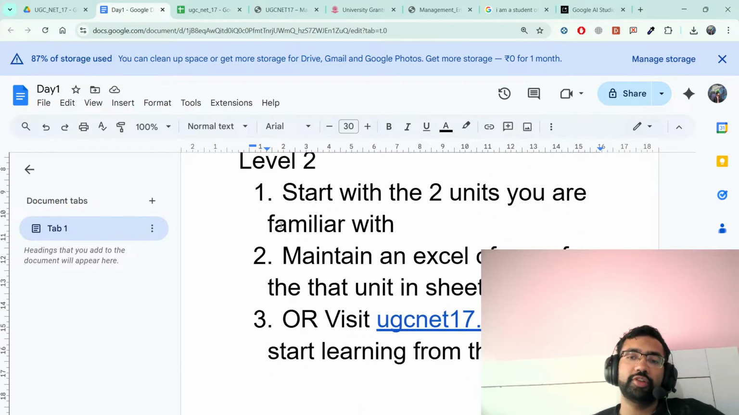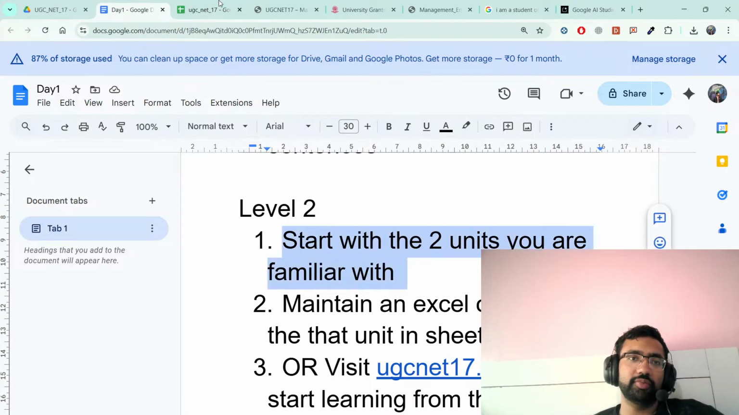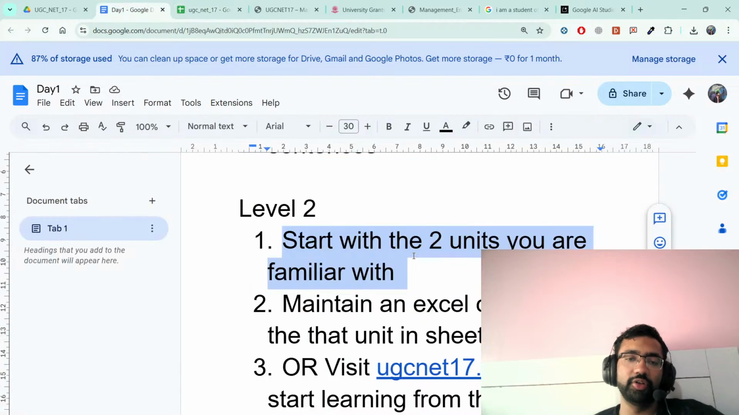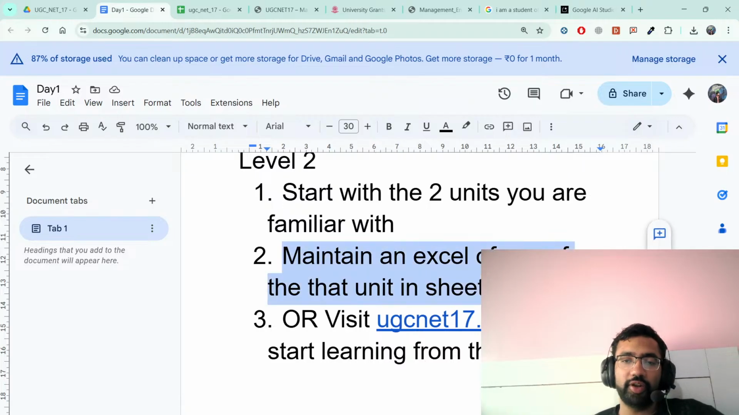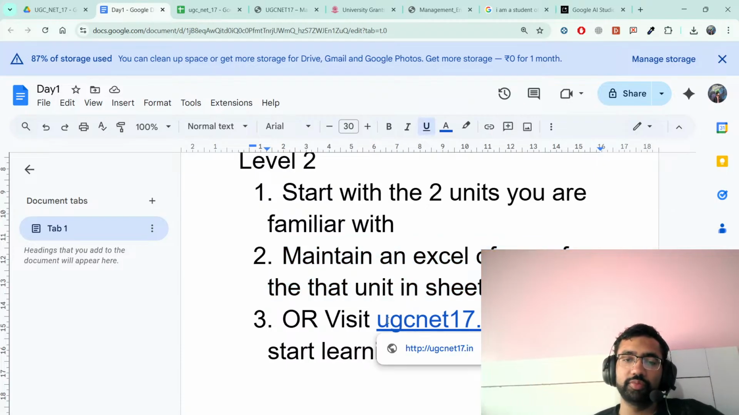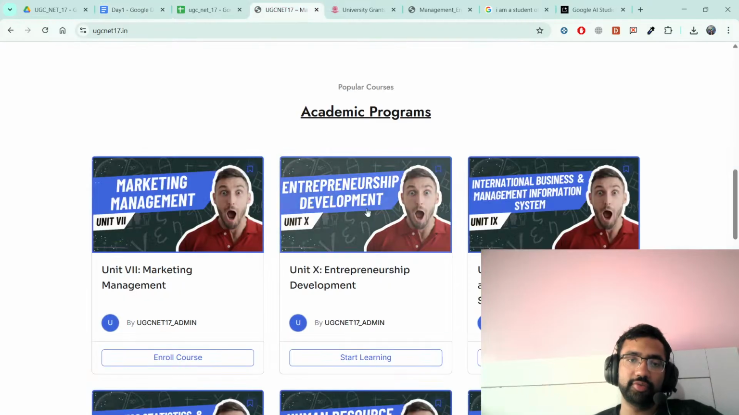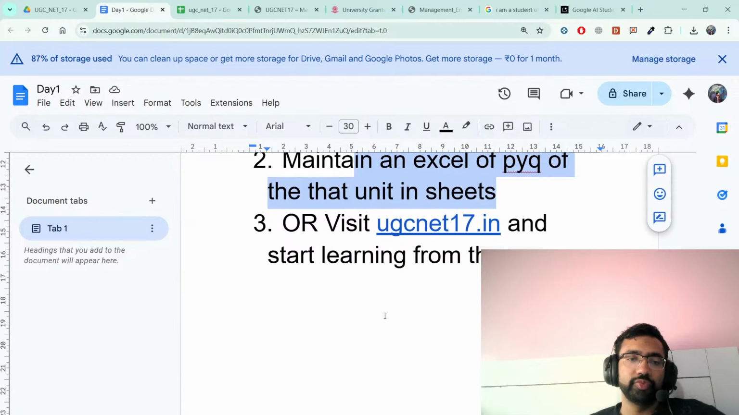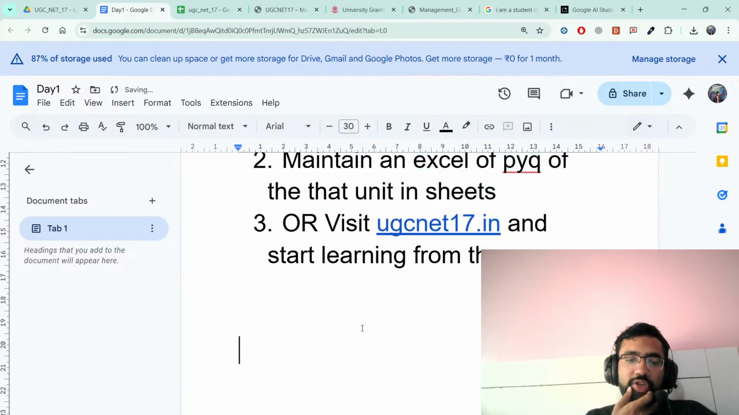Level 2, start with the 2 units you are familiar with. Out of the 10, 2 will be the ones which you know based on your specialization. Those will be familiar topics to you even if you haven't studied them during your MBA. So start with those two. Maintain an Excel of past year questions of that unit in its sheets and try to categorize them. Or instead of doing that, you can just visit this website and start learning for now. So that is a recap.